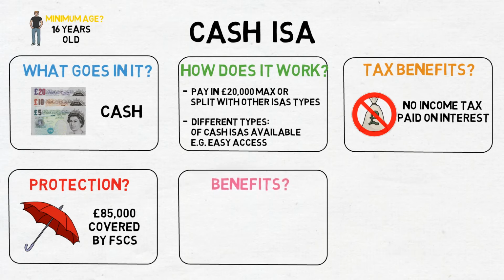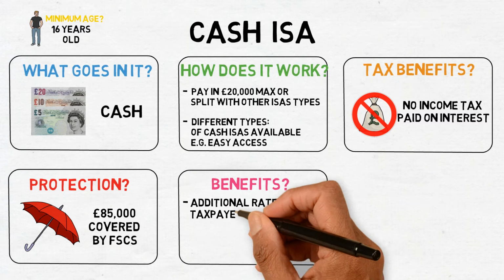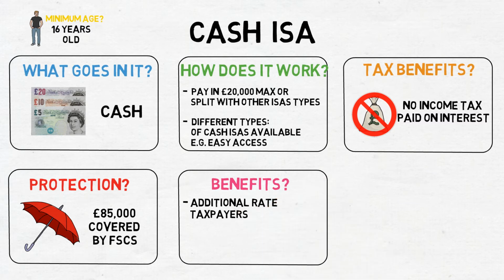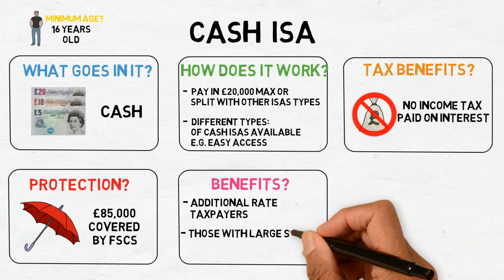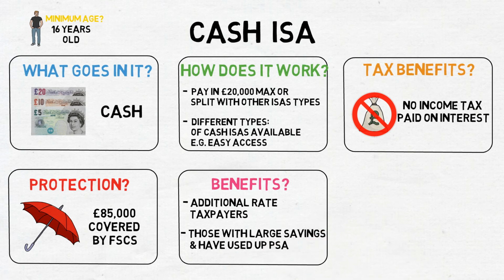The cash ISA is best suited for those whose interest would be taxed, such as additional rate taxpayers who do not have a personal savings allowance or those who've used up their personal savings allowance.